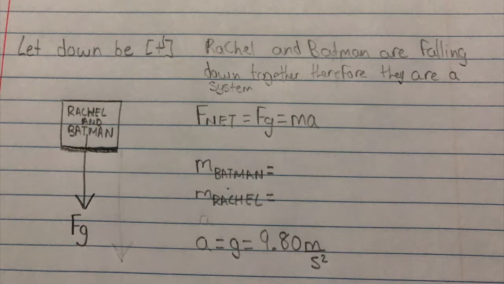To find this out, I will first need to draw a free body diagram. Once I've drawn my free body diagram, I also need to make down positive because that's the direction they're going to, and it'll be easier to do my equation. Also, Rachel and Batman are falling down together, so they'll be falling down as a system. And since my FG is equal to MA, my FNet would be equal to MA. So now I just have to find the masses.